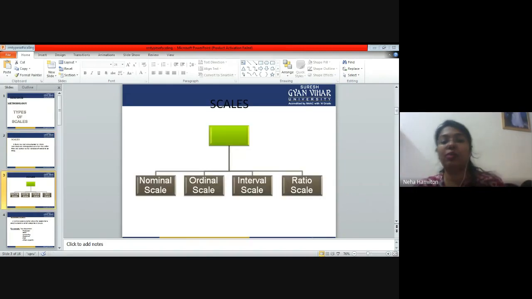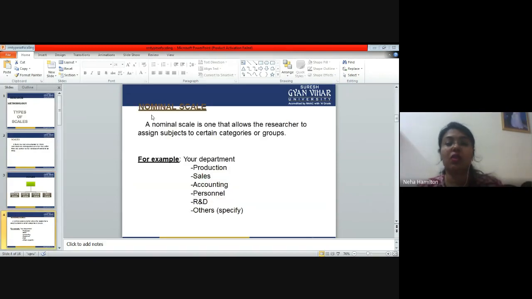Now, if we study the types of scales, these are the types of scales. We have the nominal scale, the ordinal scale, the interval scale, and the ratio scale. These four types of scales are basically used when we talk about scales. The first is called the nominal scale.